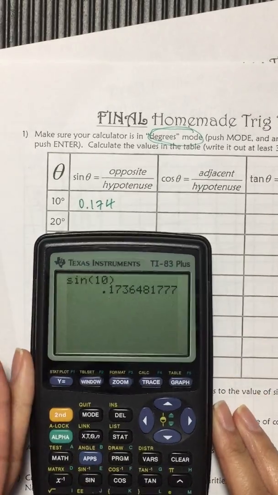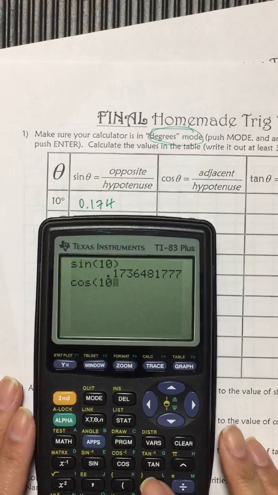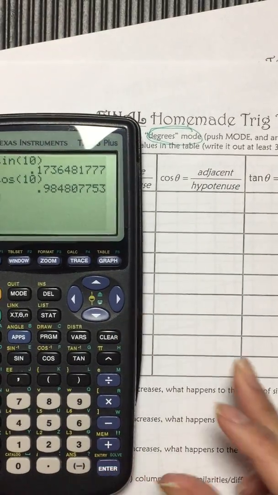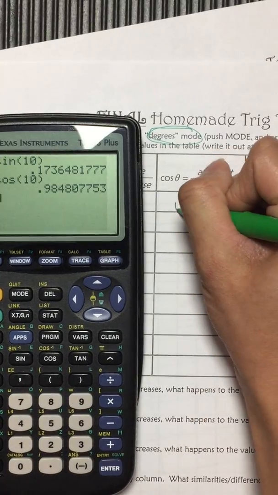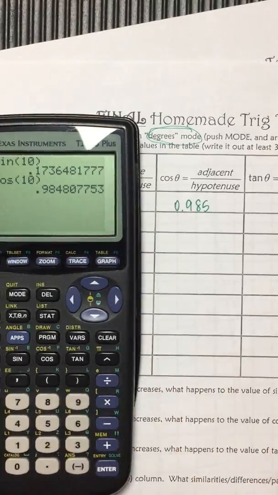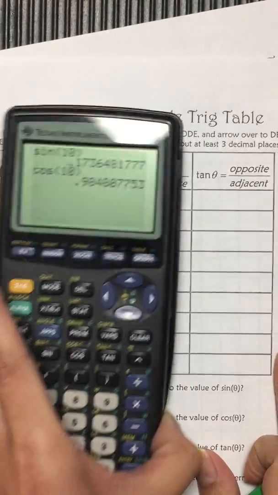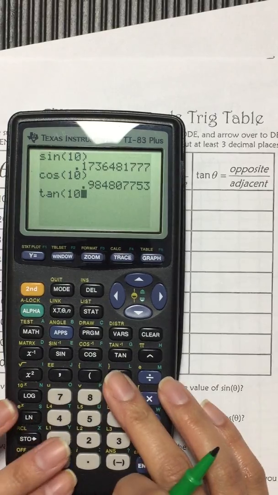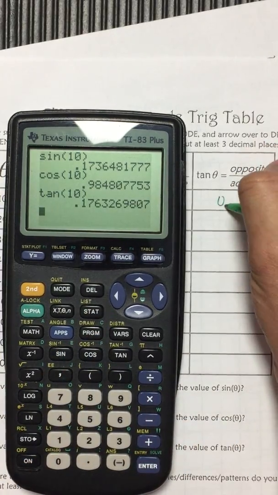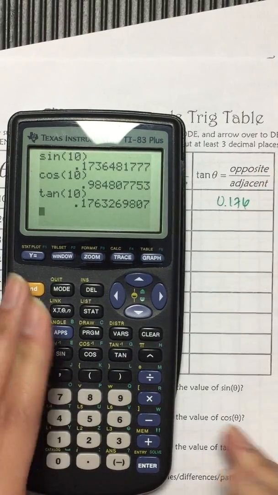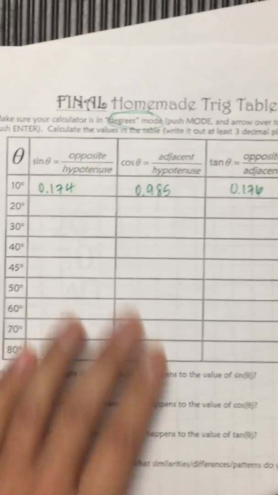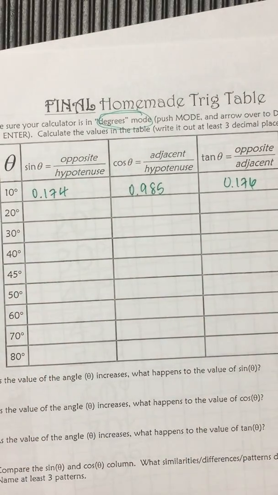We'll do the same thing for the cosine of 10 degrees. So here's cosine of 10 degrees, close the parentheses, push enter. It looks like 0.985, and I'll round it just so we don't have to write too many digits. And the last column is tangent of 10 degrees. So I'll push tangent, 10, close parentheses, enter, and let's round it again to the nearest 3 decimal places. So you'll basically go through and fill out this table, but using your calculator.